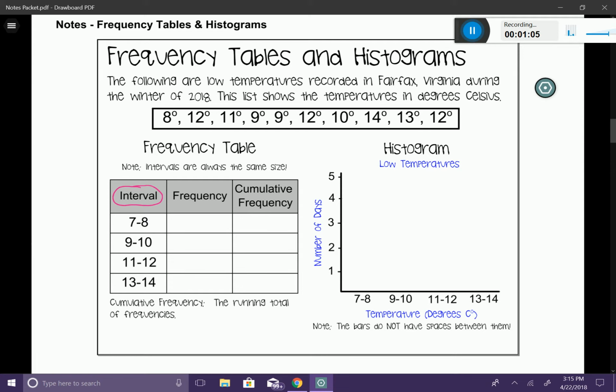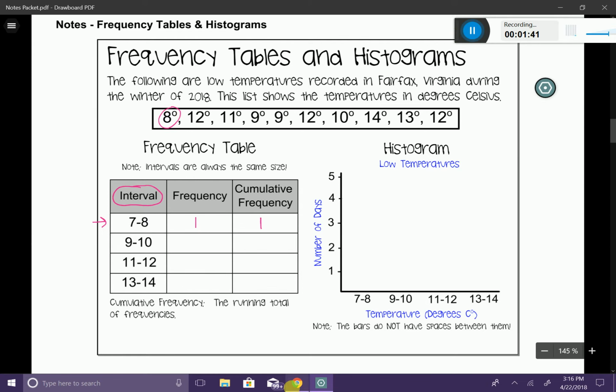So what we want to do is calculate the frequency of the numbers. Let's look at the first interval. We're going to focus on 7 and 8. Let's look up at the top and see how many of these degrees are 7 or 8. I can see that I have 1, 8, and that's it. So in the column that says frequency, I'm going to write a 1. And for cumulative frequency, I'm also going to write a 1. Now I'm going to explain cumulative frequency on the next one.